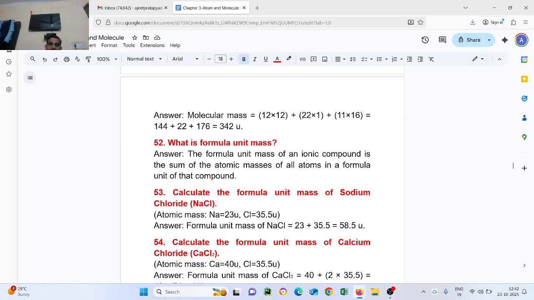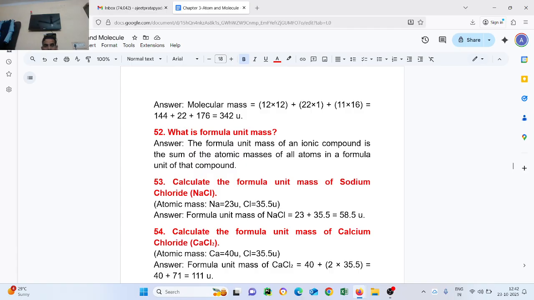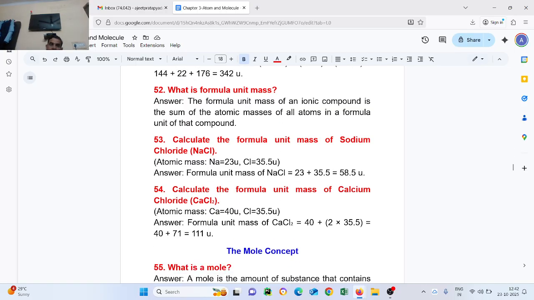Question number 53. Calculate the formula unit mass of sodium chloride, NaCl. The atomic mass of sodium is 23 u, chlorine 35.5 u. Formula unit mass of sodium chloride is 23 plus 35.5, equal to 58.5 u.